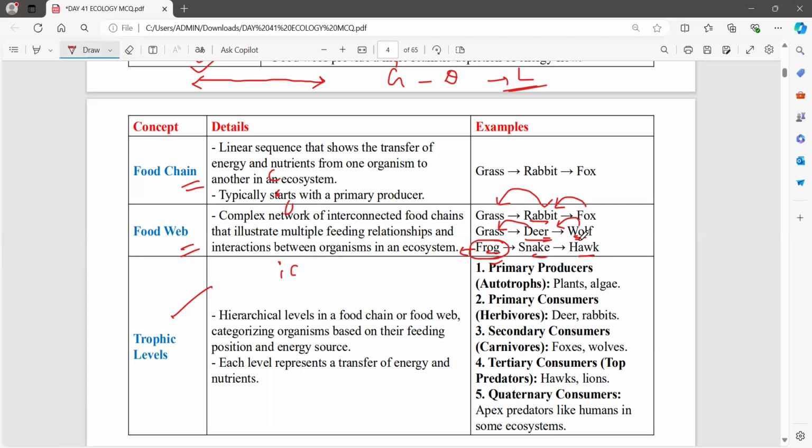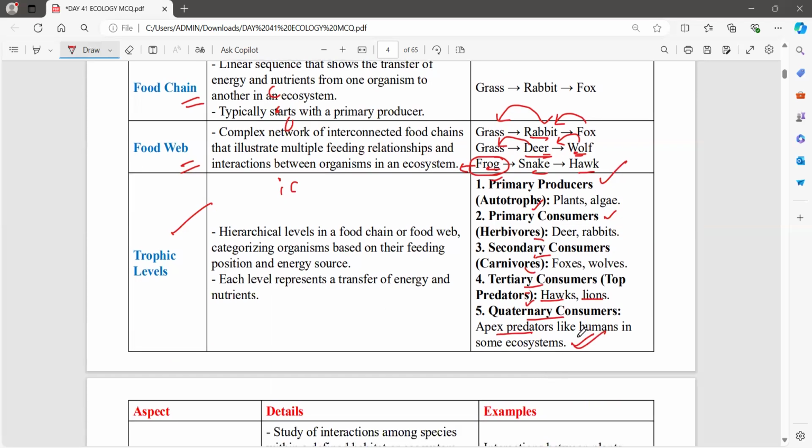Now, primary producers, we know, are autotrophs: green plants and algae. Primary consumers are herbivores, those who are plant eaters. Secondary consumers are carnivores, those who feed on the herbivores. Tertiary consumers are the top predators, that is hawks and lions. And quaternary consumers are the apex predators, like humans. You should know that humans come under the quaternary consumer.